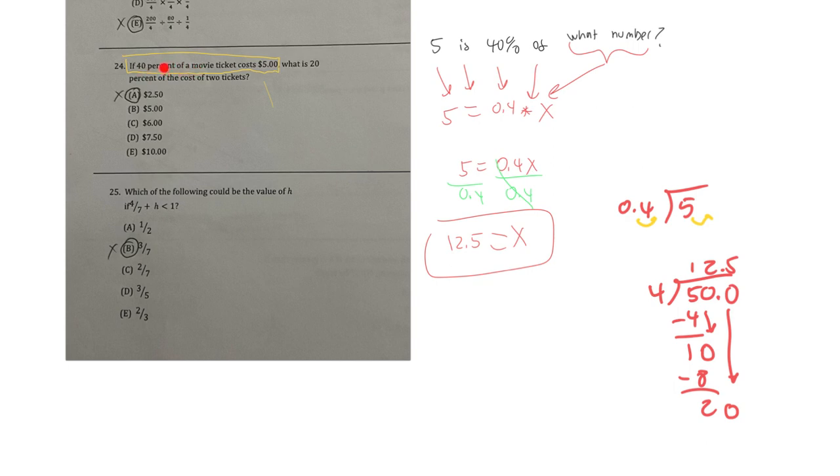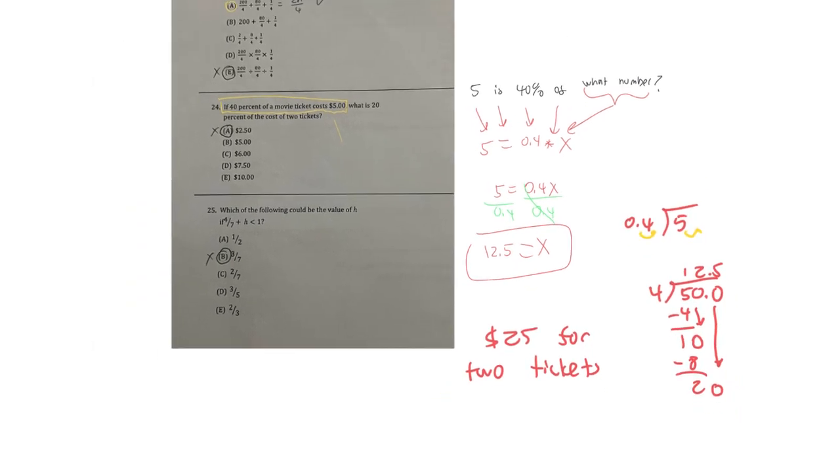I used this clue that's in the yellow box. If 40% of a movie ticket costs $5, well, in other words, $5 is 40% of what larger number? We then figured out what that larger number was. Apparently, an entire ticket costs $12.50. So then they say, what's 20% of the cost of 2 tickets? Well, here's my question. What is the cost of 2 tickets? Well, that would be $12.50 times 2. So that's going to be $25 for 2 tickets, right? $25 for 2 tickets. And then they want to know, great, what is 20% of that?